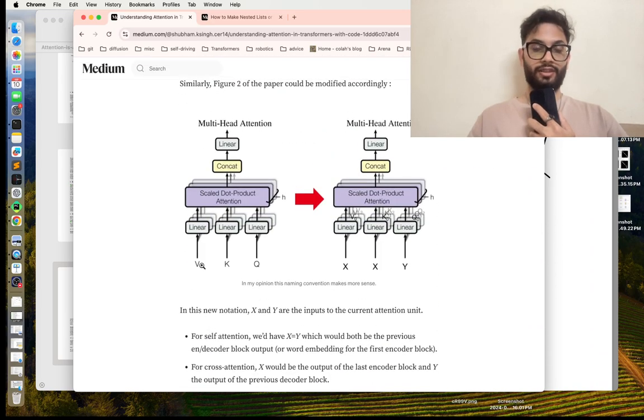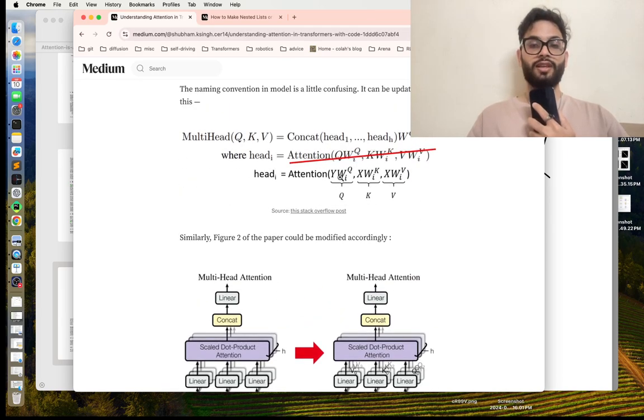This is what the paper says. V, K, and Q go inside. We do linear transformations and then we do our calculations. I say this should be like this. Let's say in cross attention, X, X, and Y go in. From X we derive V. Then from X we also derive K. From Y we derive Q. Y is nothing but the previous decoder's output. And then we do our own calculations. So the paper also says like this.